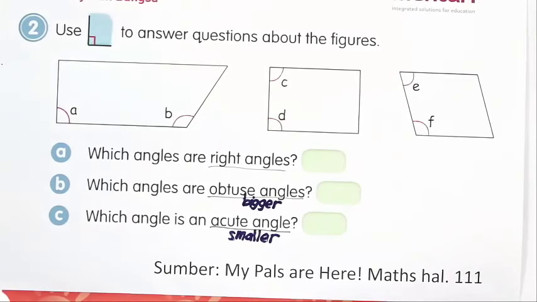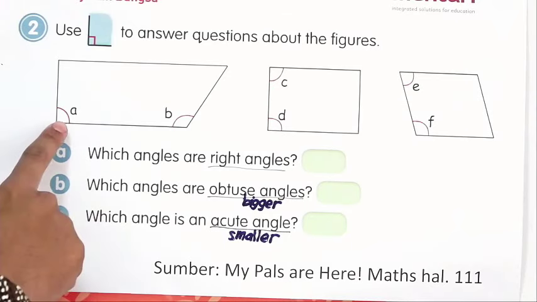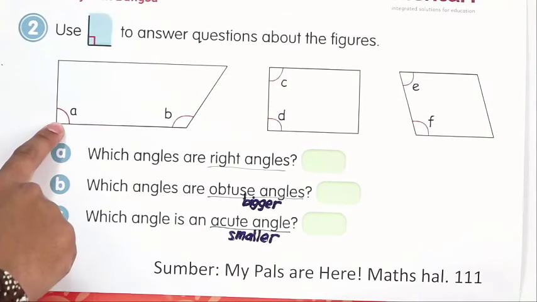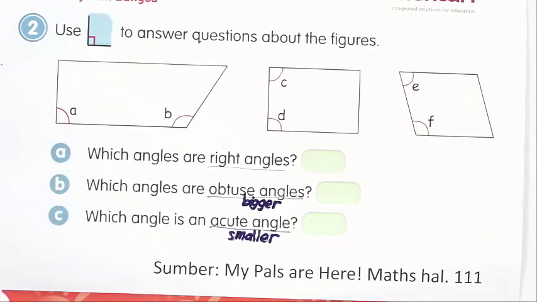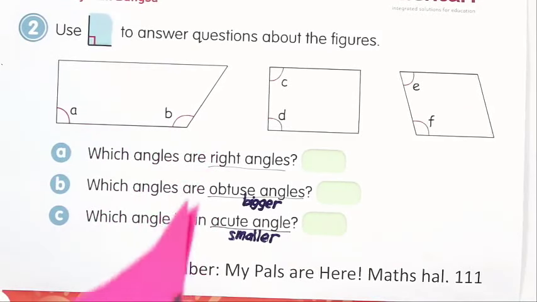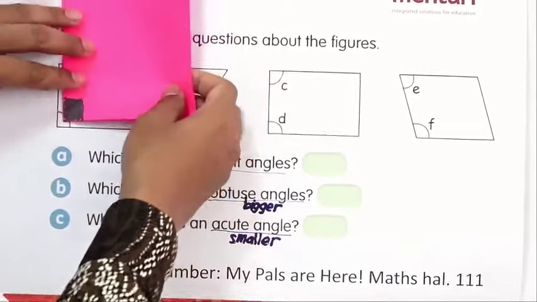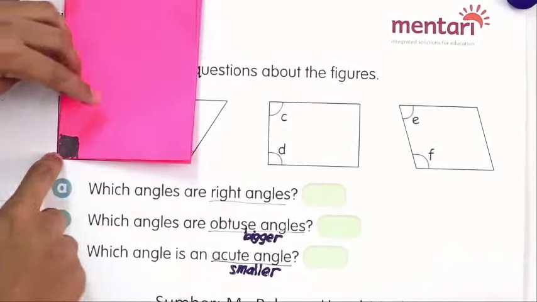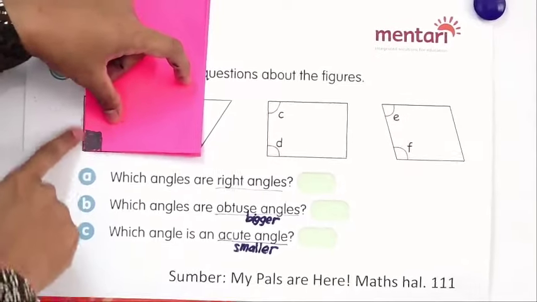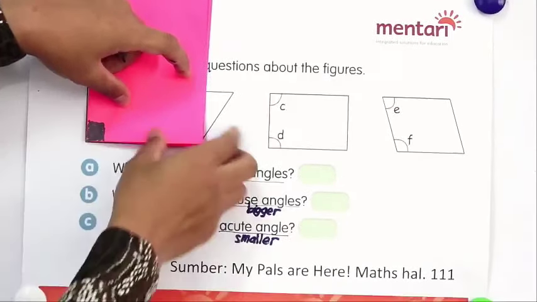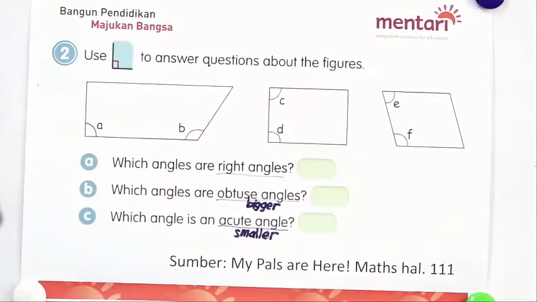So now let's compare one by one. Let's start with figure A first. Yeah? What do you think about angle A? Is it a right angle or not? You can use this if you need some help, yeah? Now let's compare. Yes, this is a right angle. Can you see here? This is a right angle, yeah? So we can write down.